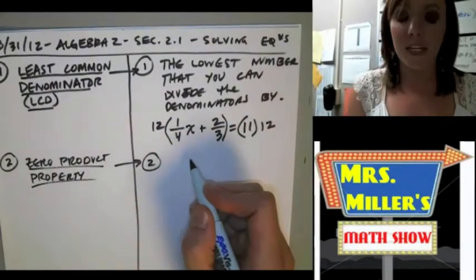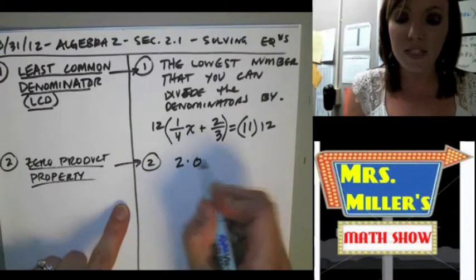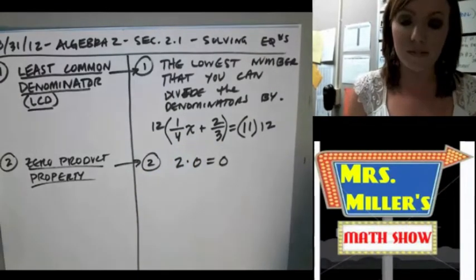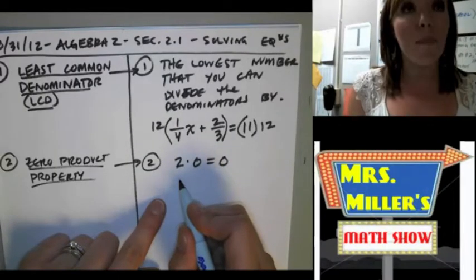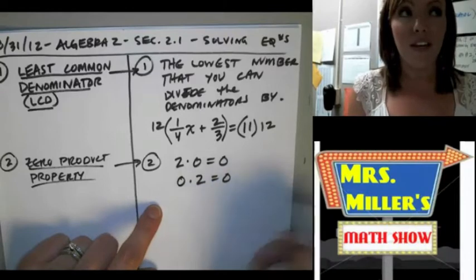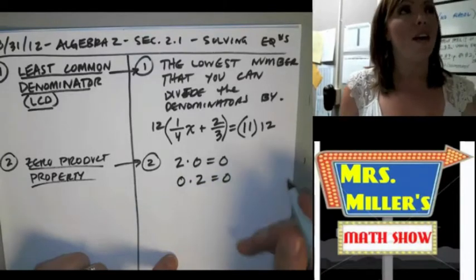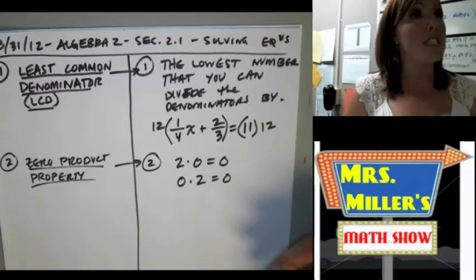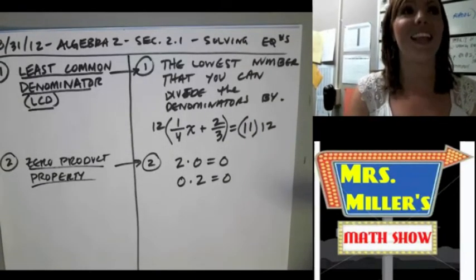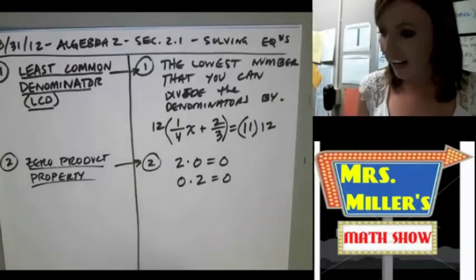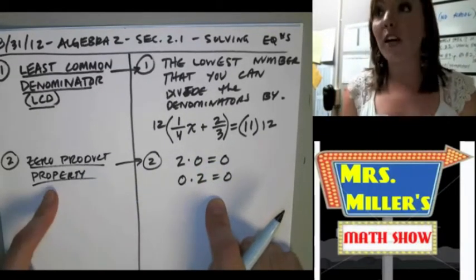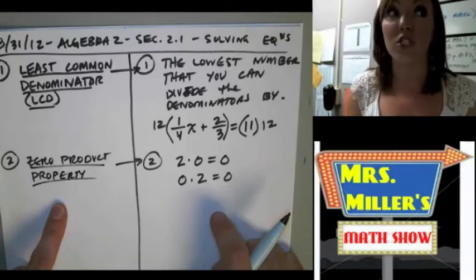Okay. Clap if you agree that 2 times 0 equals 0. Cool. Okay. Clap if you agree that 0 times 2 equals 0. Okay. Clap if you agree that 0 times anything gives you 0. Okay, nicely done. So we're going to use this knowledge, what is called the zero product property, to help us solve some equations, okay?